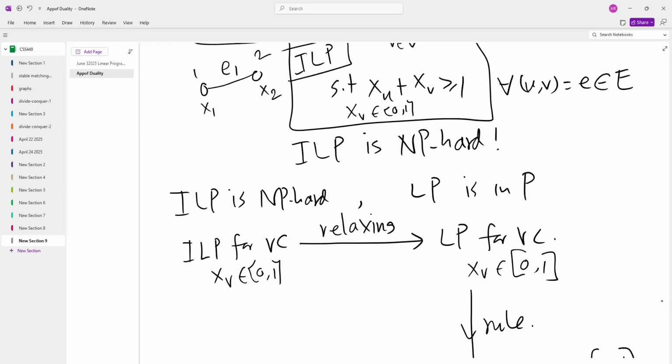So that means that I am guaranteed that if I do this process, I relax it to an LP, solve the LP, and do the rounding, right? That rounding is guaranteed to give me a vertex cover. Okay.